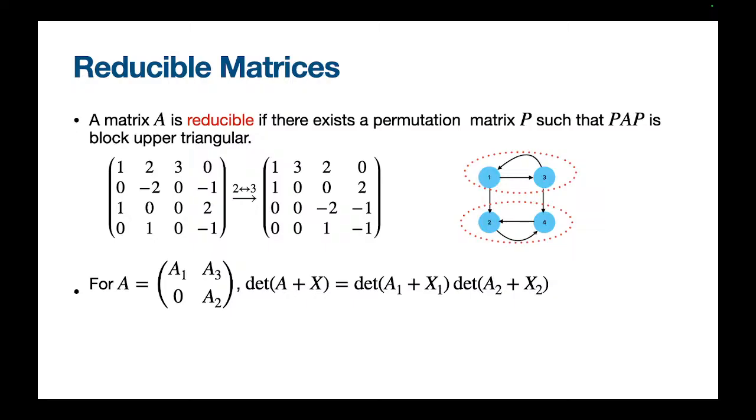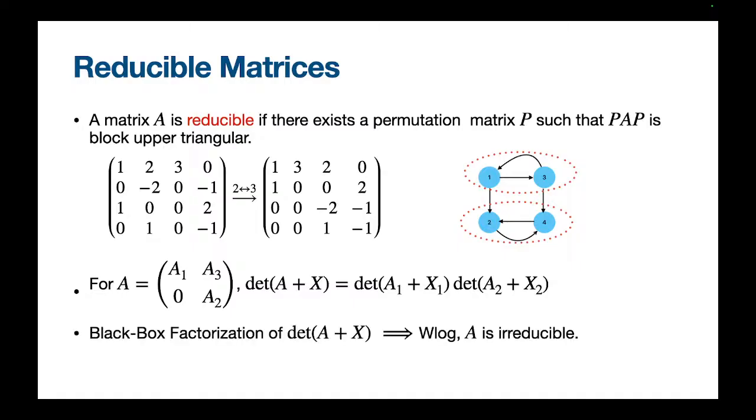AT does not play any role because it does not take part in the principal minor of any of these submatrices. So now, using the Black-Box factorization algorithm, we can assume that we have evaluation oracles for each of these factors, and hence we can assume that our input matrix is an irreducible matrix.